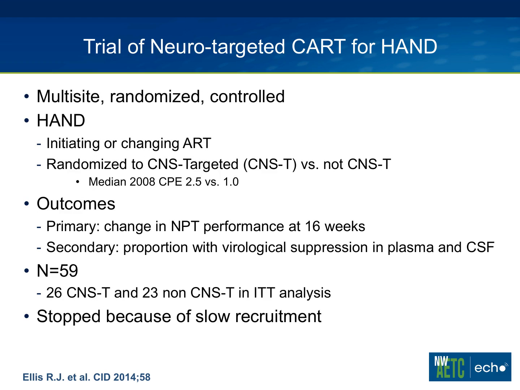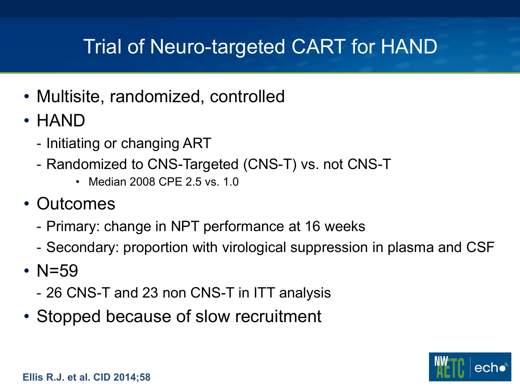So we've all said we need a randomized clinical trial. So the UCSD group tried to do one, a trial of neuro-targeted CART for HAND. It was multi-site, randomized, controlled. People had HAND as defined in that table I showed you in the beginning. They were initiating or changing their antiretroviral therapy, and they were randomized, and I won't go through the details, but it was complicated, to a CNS-targeted regimen versus a not CNS-targeted regimen.